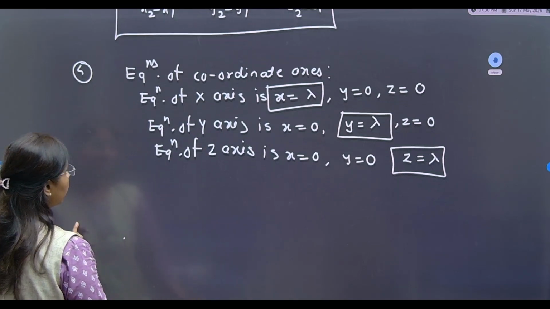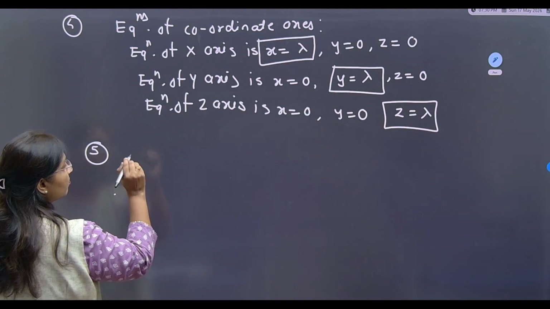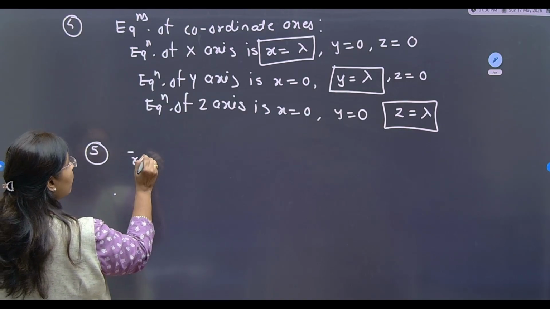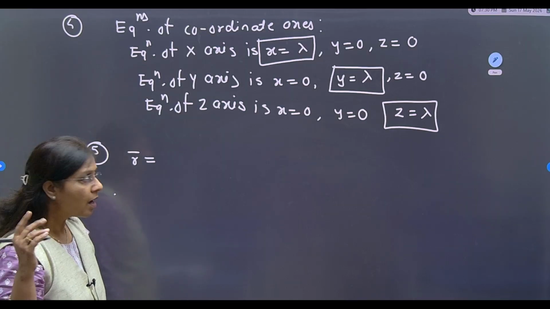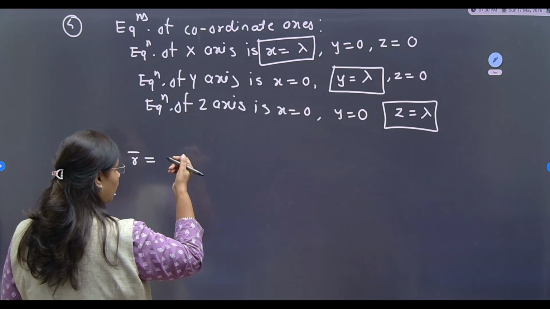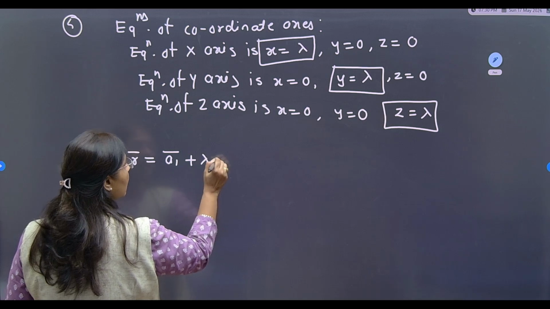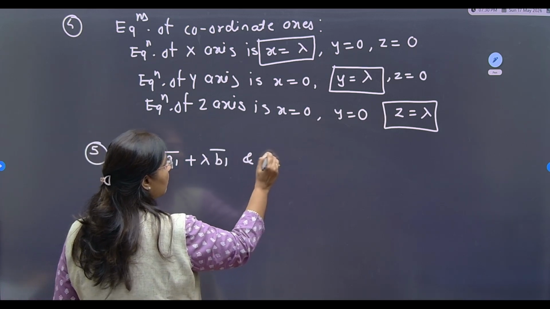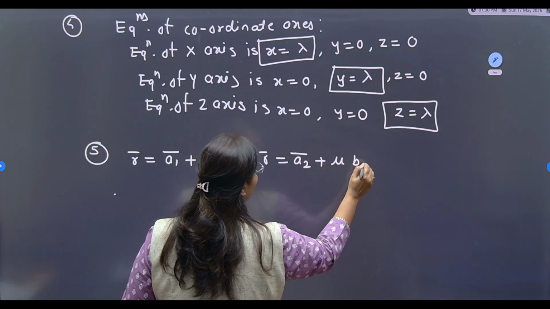Then next point, number 5. Suppose there are two lines and their equations in vector form are R bar equals a1 bar plus lambda b1 bar and R bar equals a2 bar plus mu times b2 bar.